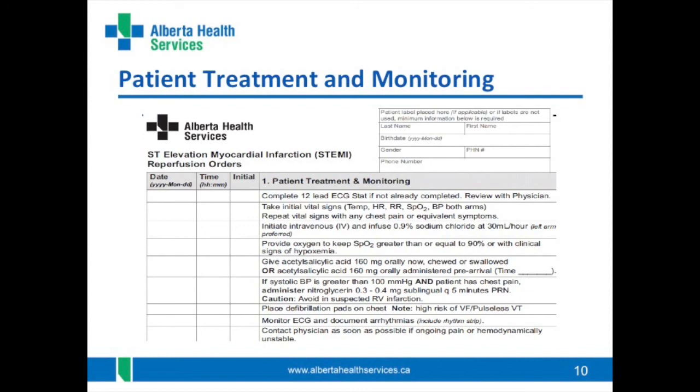We have a section that states monitor ECG and document arrhythmias, and then contact a physician as soon as possible if ongoing pain or hemodynamically unstable.